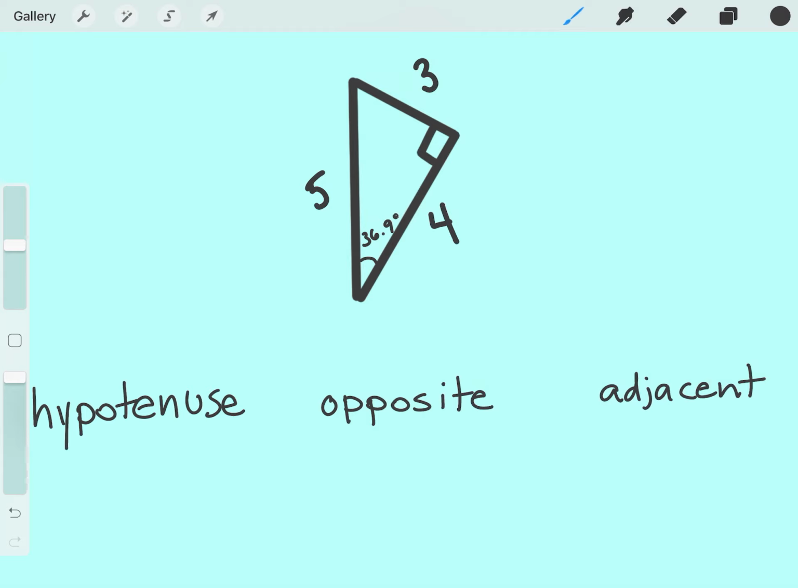Let's see if we got it right. The hypotenuse is the side that is measured 5, the opposite side is the side that is a measurement of 3, and the adjacent side is the side that has a measurement of 4. Hopefully you got those. If not, you can watch this again. Maybe it'll click when you look at it the second time.